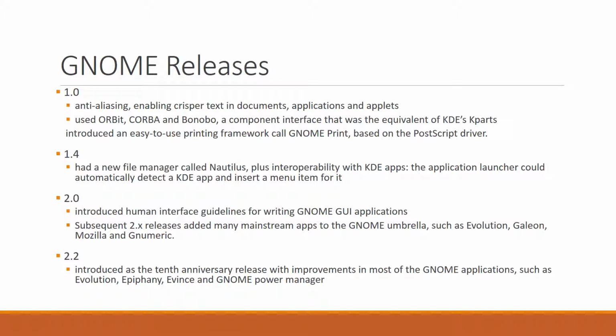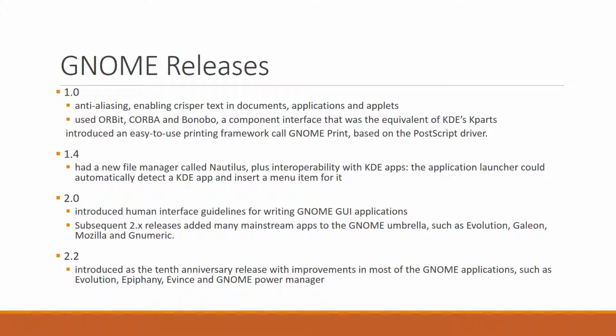Gnome releases. 1.0 was known for anti-aliasing, enabling crisper text in documents, applications, and applets. It used Orbit, Corba, and Bonobo, a component interface that was the equivalent of KDE's Kparts, and introduced an easy-to-use printing framework called Gnome Print based on the PostScript driver.